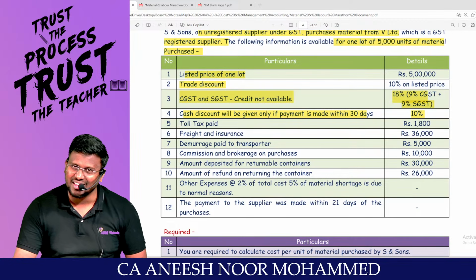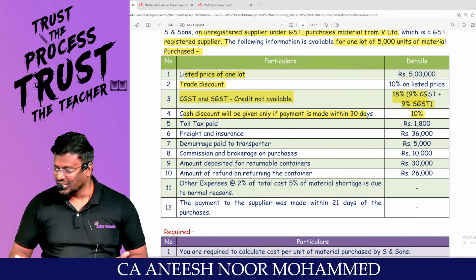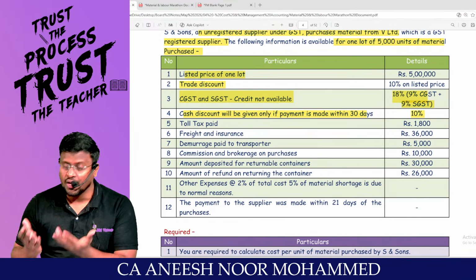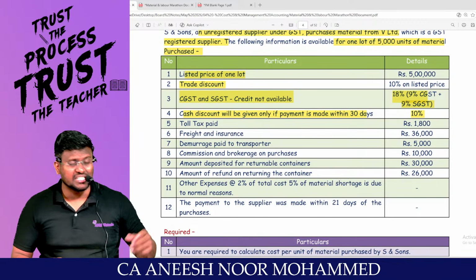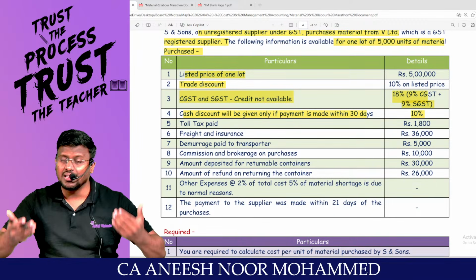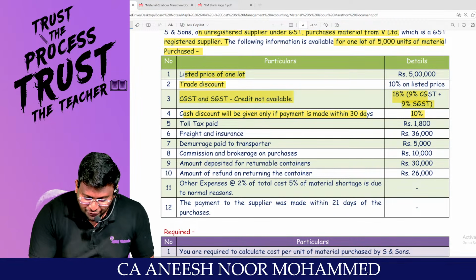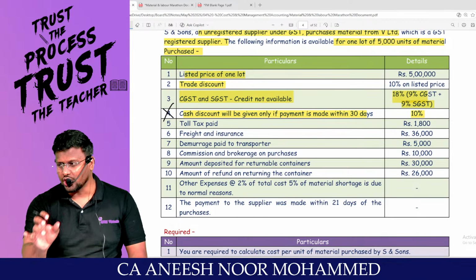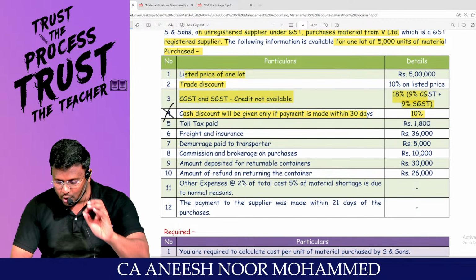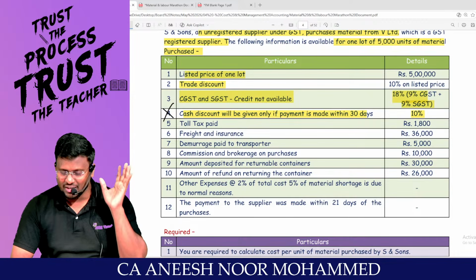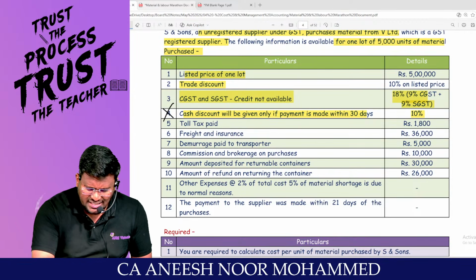Because whether we have to make the payment within 30 days or within 60 days, sir, whether we have to avail the discount and all, that is an FM topic, nothing to do with the costing. So you have to ignore that cash discount. Clarity, sir. Sir, toll tax paid.